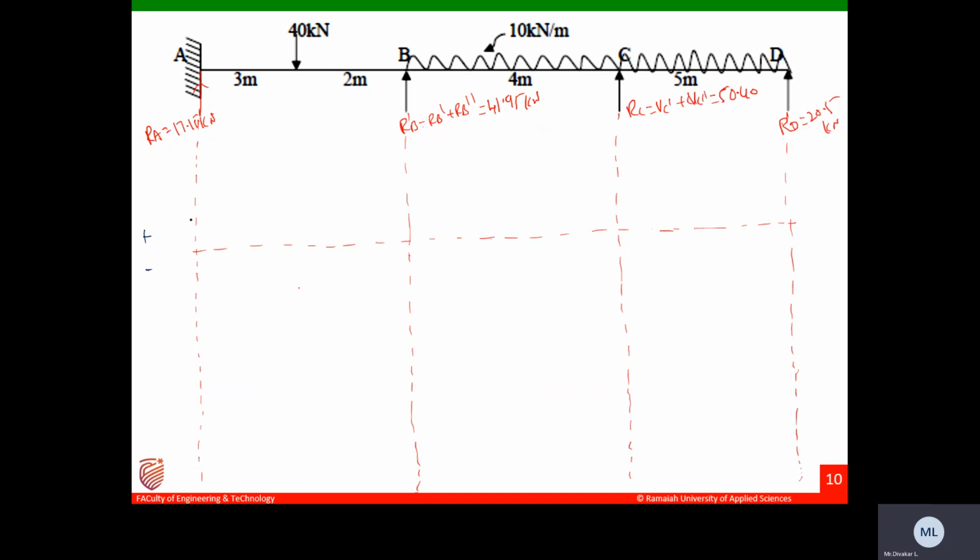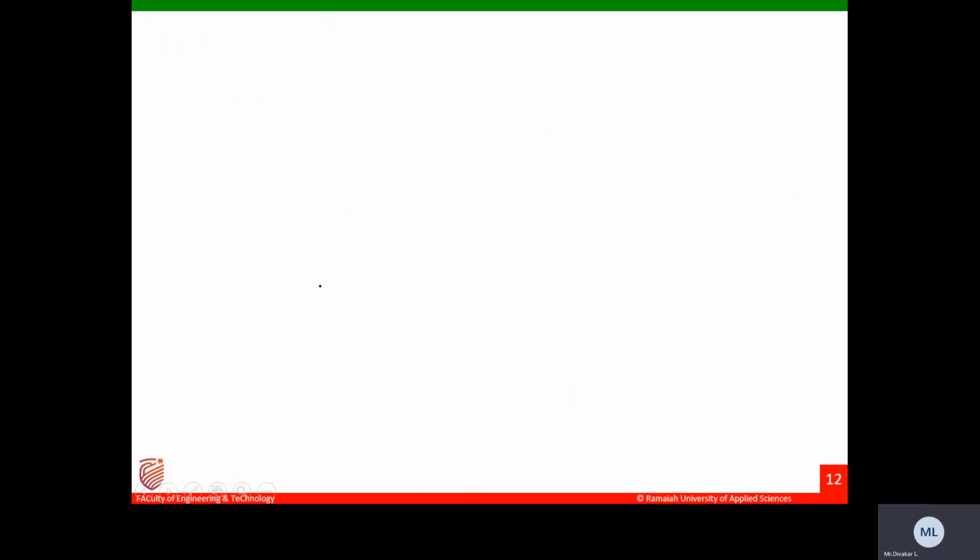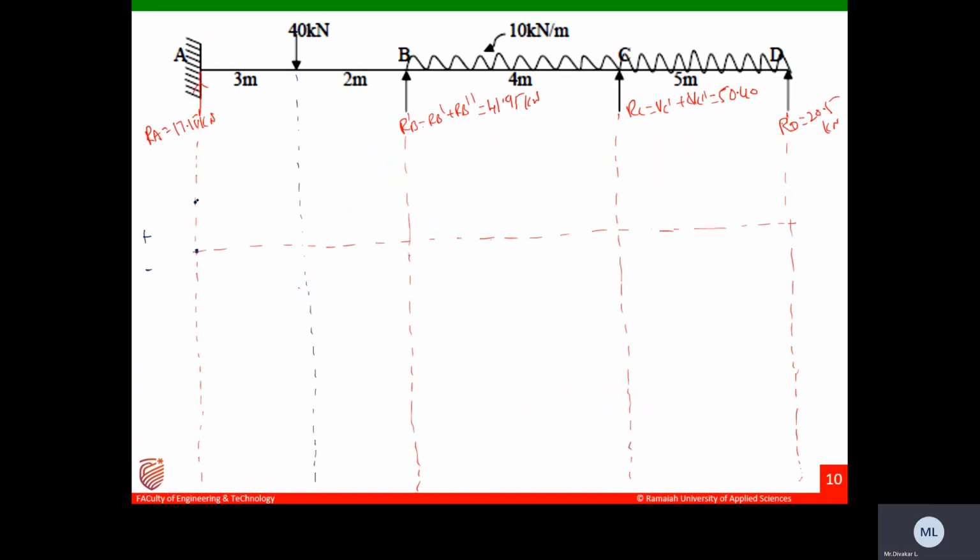Now start with the 0 here from point A. 17.15 will come somewhere here. Here to here is 17.15. Here to here there is no load region, so your SFD varies horizontally. And at this point, 40 kilonewton, this is 17.15 kilonewton.